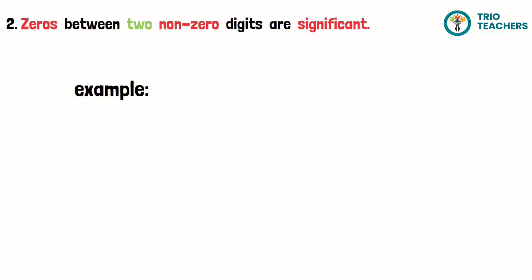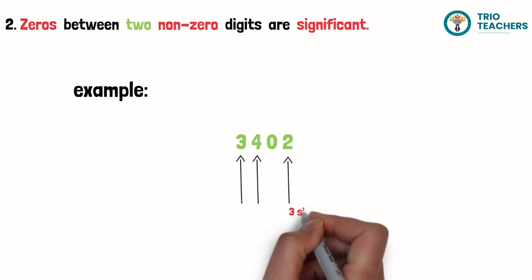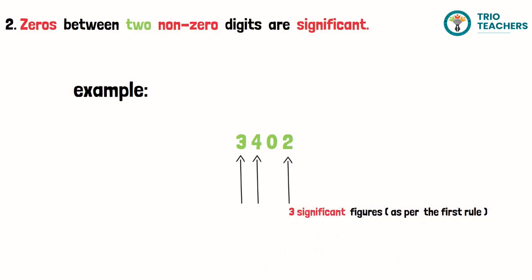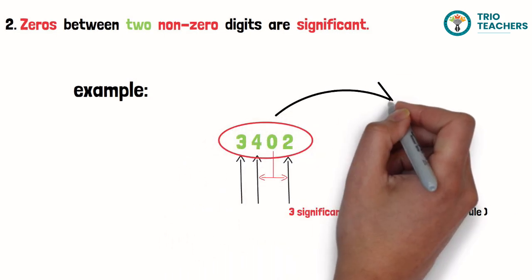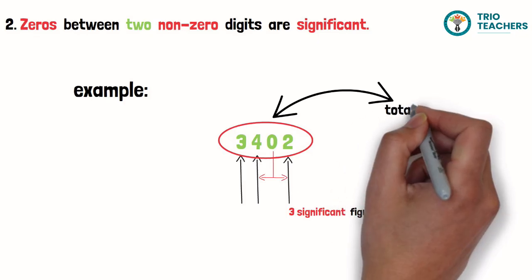So if I'm writing 3402, right? According to the first rule, 3, 4, and 2 are non-zero in this case. That means we already have three significant figures. But what is the second rule saying? It is saying zeros between two non-zero digits are significant. So from the left side of 0, that is 4. From the right side of 0, that is 2. So in this case, we have four significant figures, right?